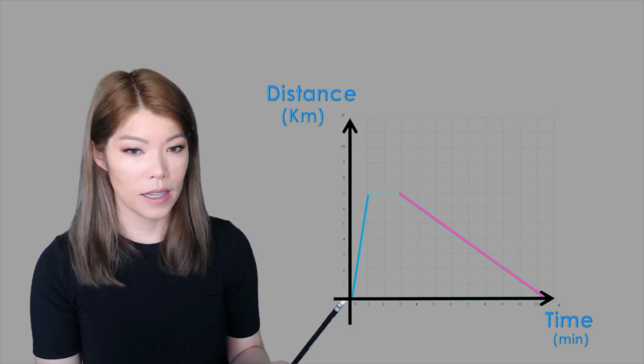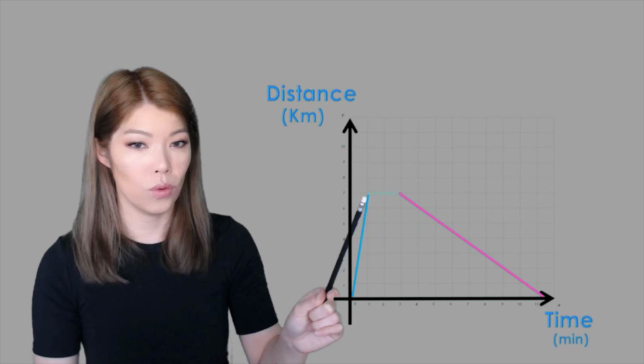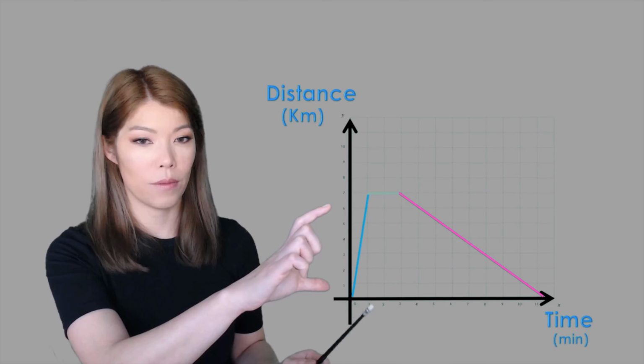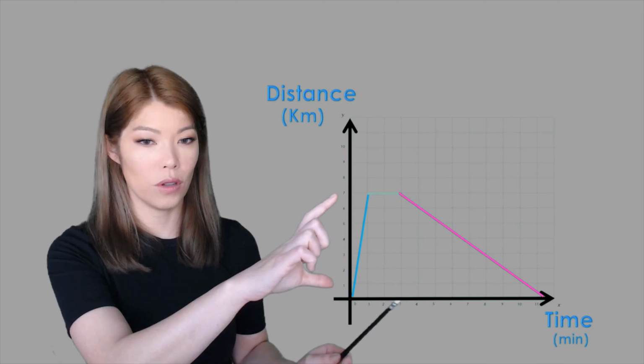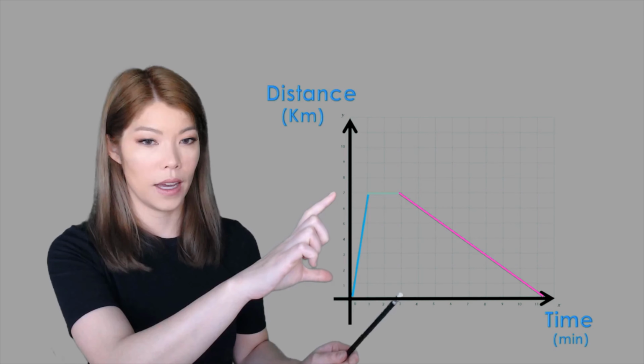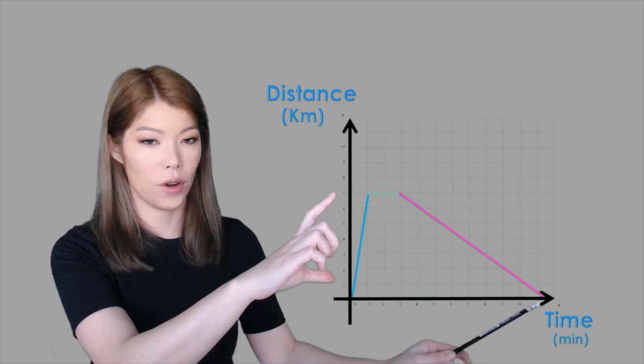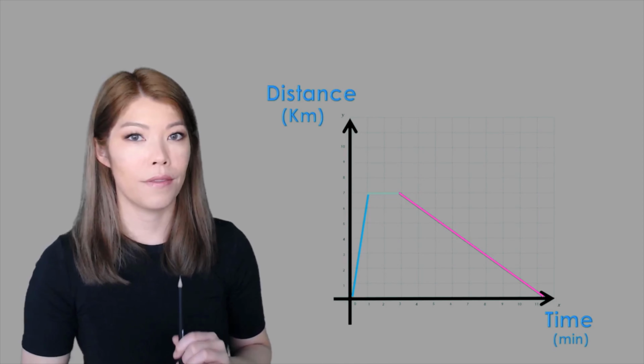You're starting at, distance away from home is nothing. So you're starting at home. After some time, you are all the way that amount far away from home. Then you're not moving, and then you're walking back home. Now, which one is faster?